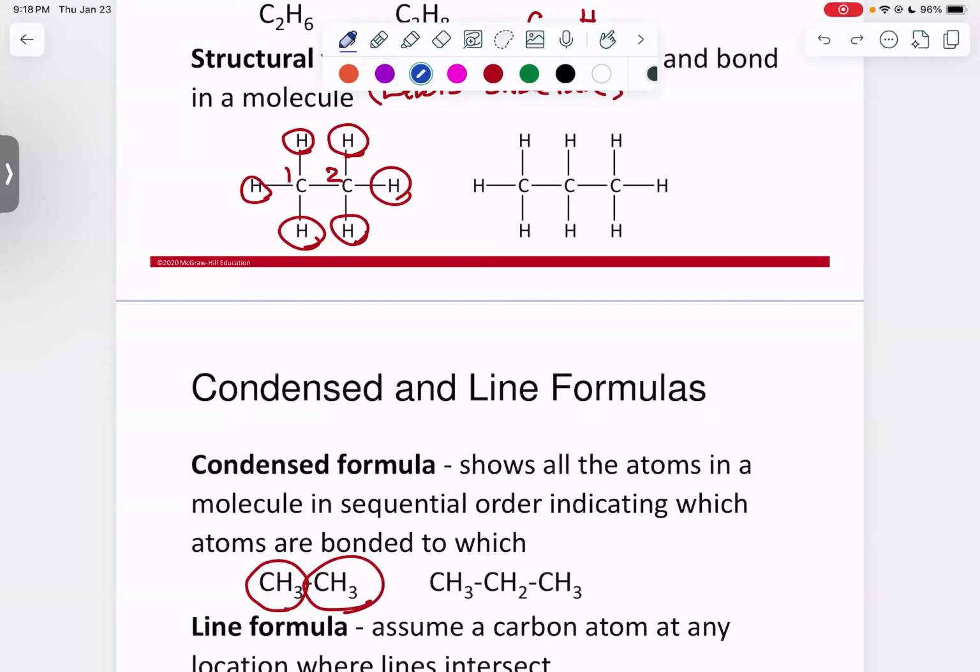Look at our next example. We have carbon 1. Carbon 1 has 1, 2, 3 hydrogens. So that's our CH3 here. Then carbon 2 has 1, 2 hydrogens. So that's a CH2. And then carbon 3 has 1, 2, 3 hydrogens. So that's a CH3. So you just put them in sequential order.